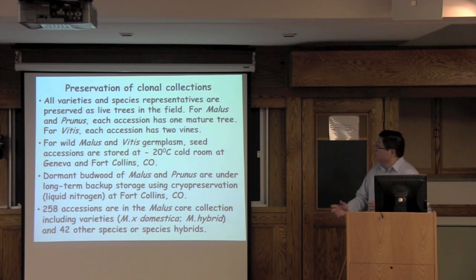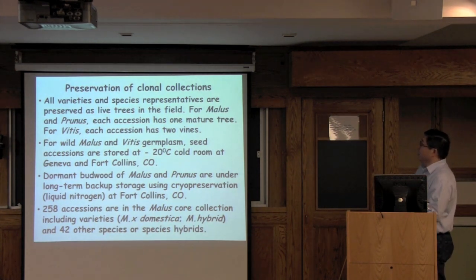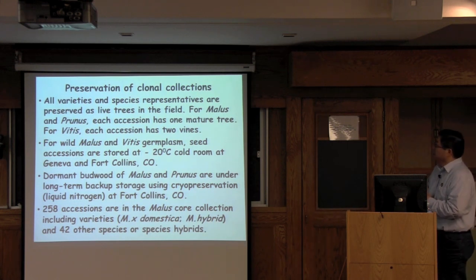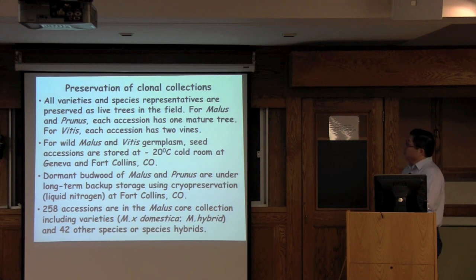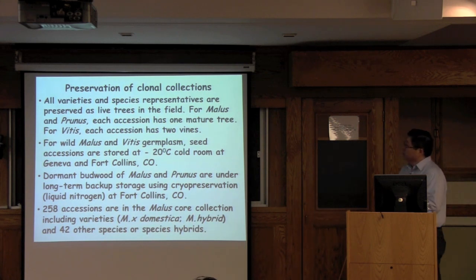Now I want to switch gears to talking about the preservation of the clonal collection at Geneva. Basically, all the varieties and species we have, we preserve as live trees in the field. For most of the Malus and Prunus, for each accession we have one mature tree. We start with 2 trees, but in general, after several years, we only keep 1 tree. For the Vitis, each accession has 2 mature vines in the field.